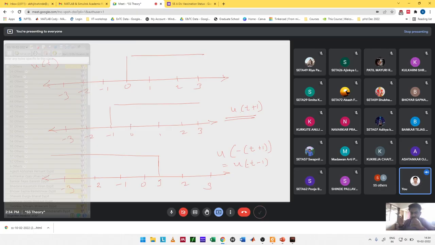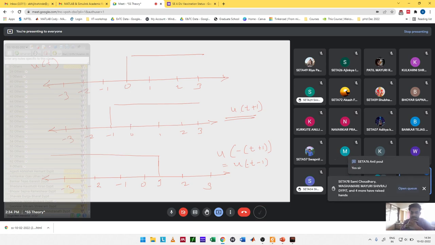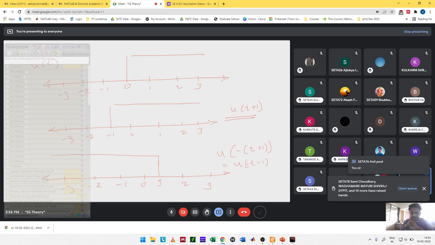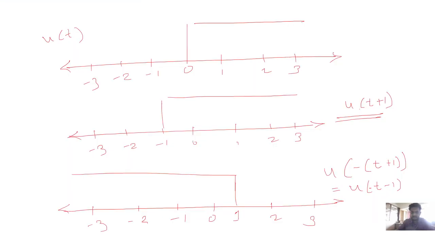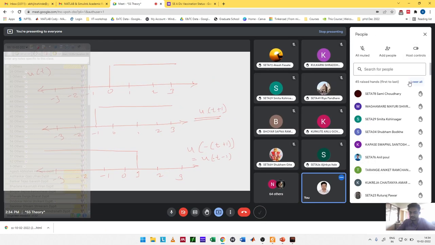If you understood, please raise your hand. If not, unmute yourself and ask me to repeat it again. Anyone who has not understood, please let me know. I will explain this again. Only 42, 43 students had understood it. Okay, I will repeat it again.